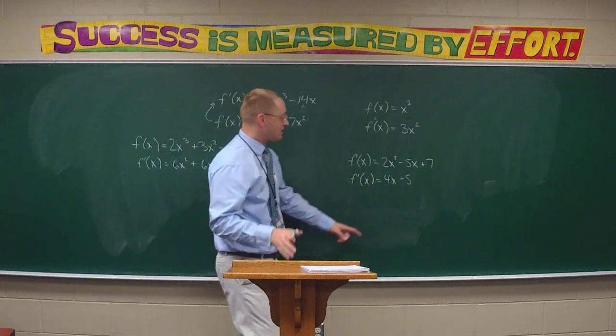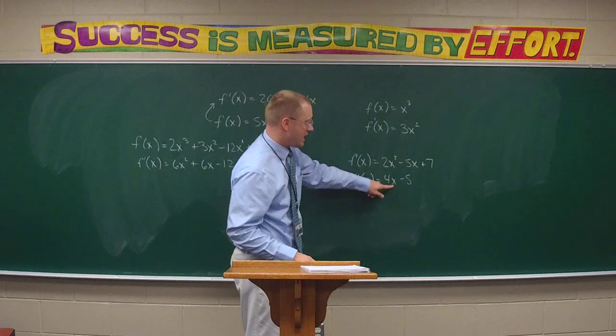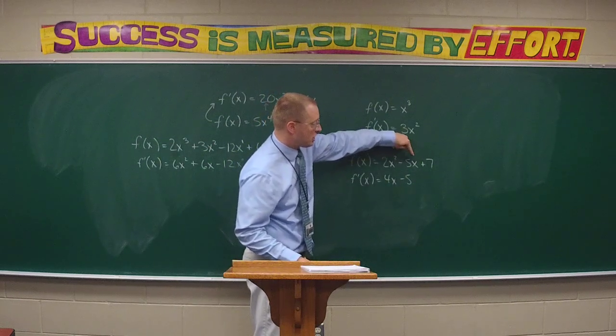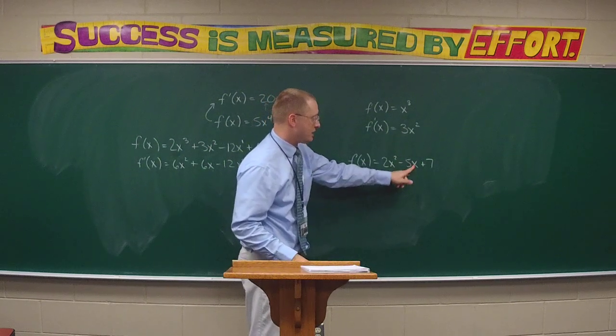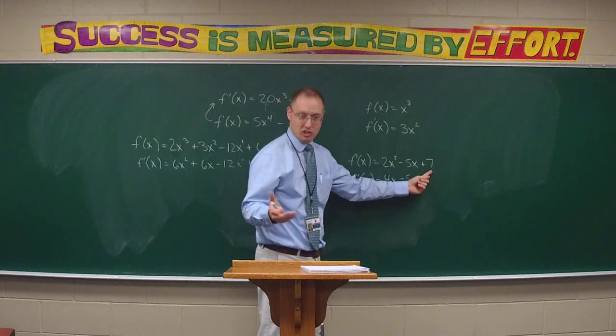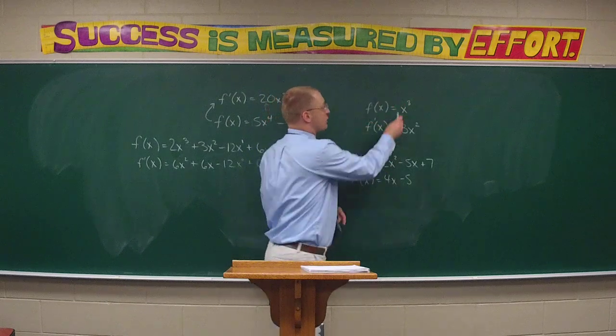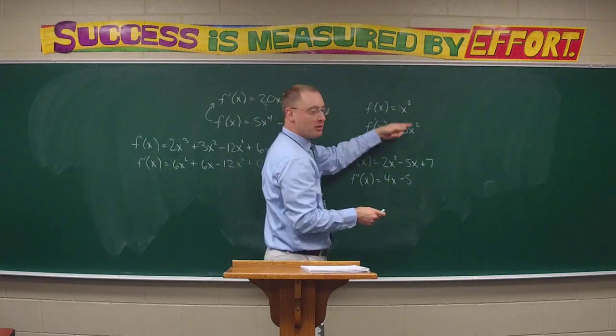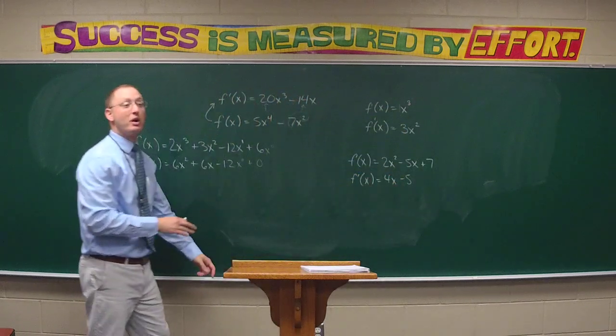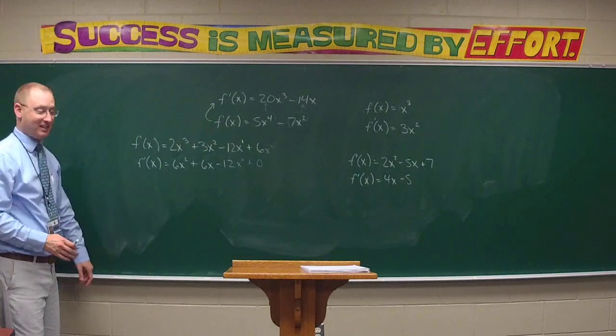You were on to something here. There's the 4, and now it's just an x. There's the 1 times negative 5, which is negative 5, and the x is gone. And since that had a 0 power, it's completely gone as well. Here, 3 times the 1 gave us the 3, and we dropped the power. And that's the quick way to find a derivative. Okay?